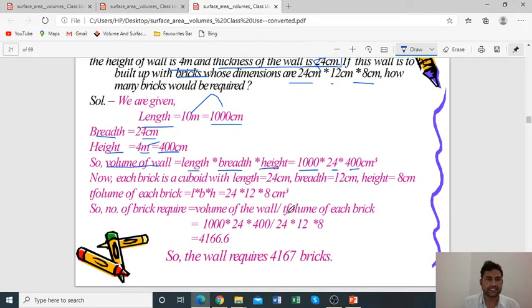Now each brick is also a cuboid shape. So the volume of the cuboid is length, breadth, height: 24 times 12 times 8. So the volume of each brick is 24 times 12 times 8 cubic centimeters. So how many bricks are required? The number of bricks required is the volume of the wall divided by the volume of each brick. The volume of the wall is 1000 times 24 times 400, divided by 24 times 12 times 8.